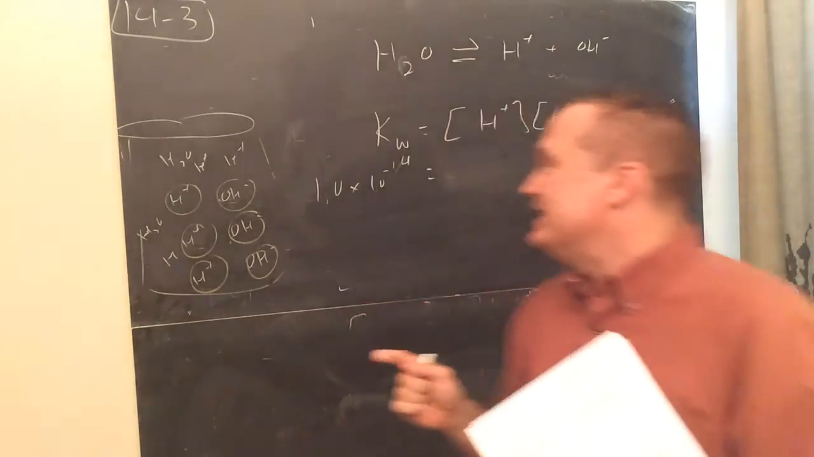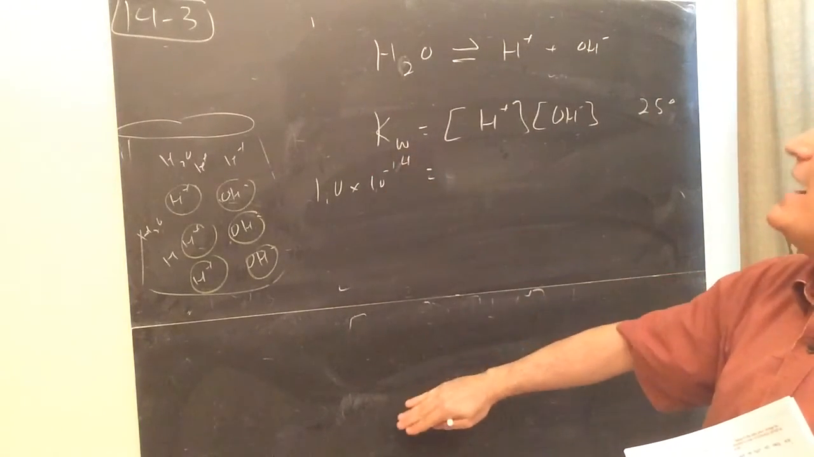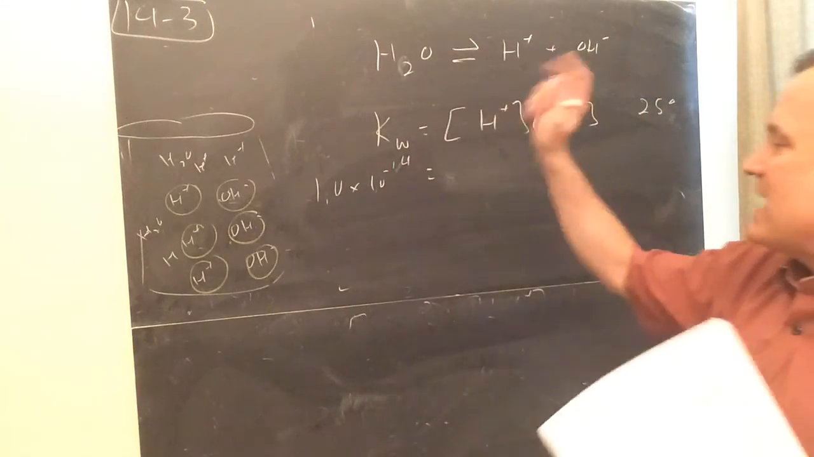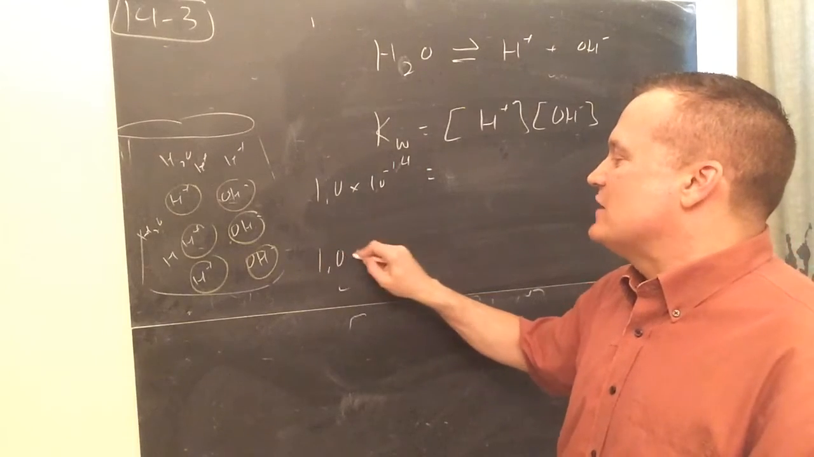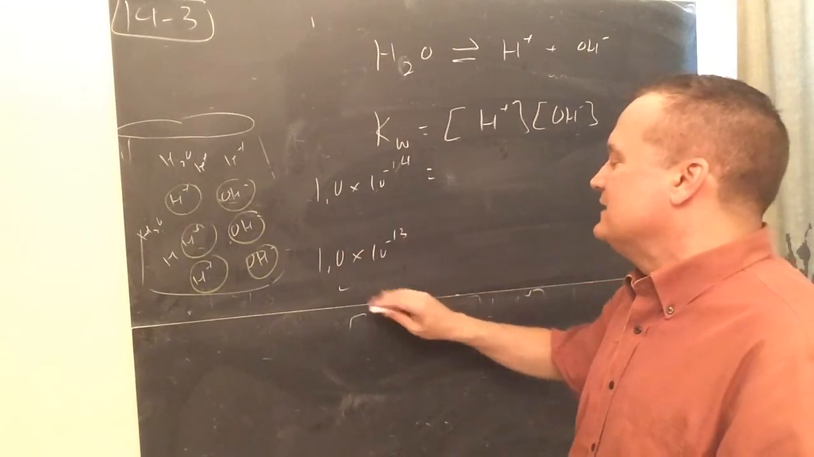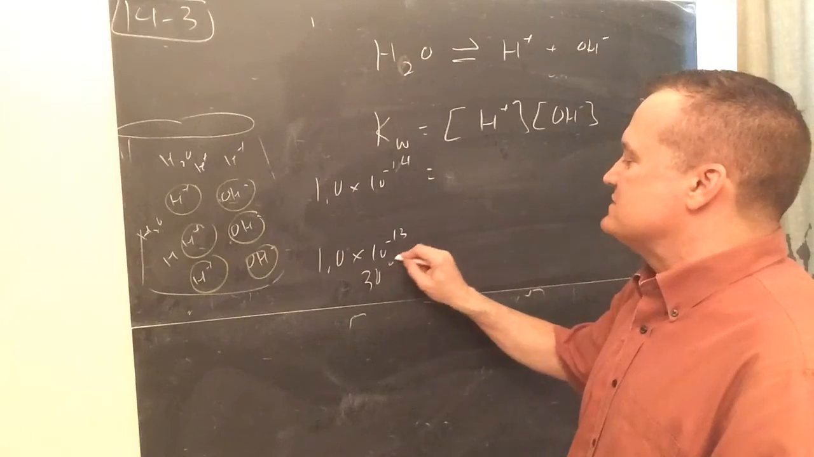So because of that, the Kw value will get higher. It might go up, at some temperature, to 1 times 10 to the negative 13. And you may get that at 30 degrees Celsius.